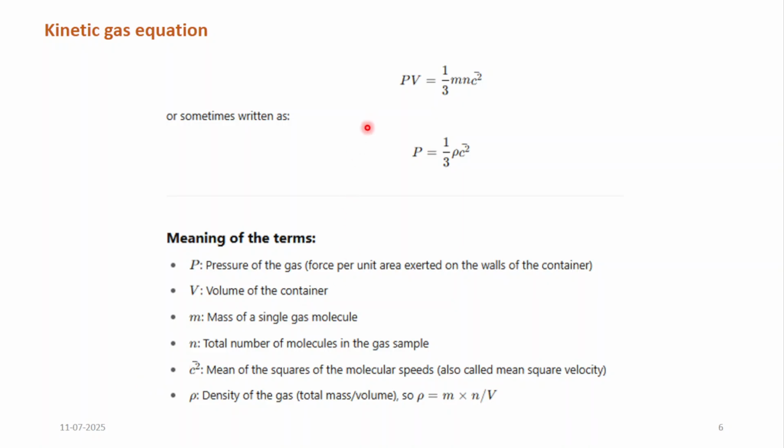Coming to this kinetic gas equation, which is valid mainly for ideal gas or gases which behave approximately ideally, PV is equal to 1/3 mnc², where c² is the mean of the squares of the molecular speed, that is, the mean square velocity. m is the mass of a single gas molecule, and n is the total number of molecules in the gas sample which you consider for experimentation. You can call it 1/3 mnc² or 1/3 ρc², where ρ is nothing but the density of the gas.